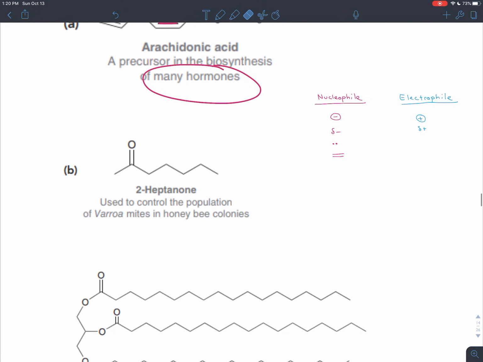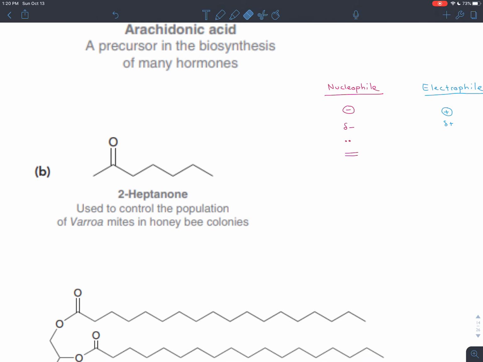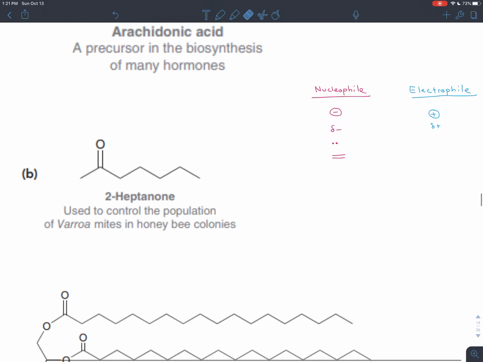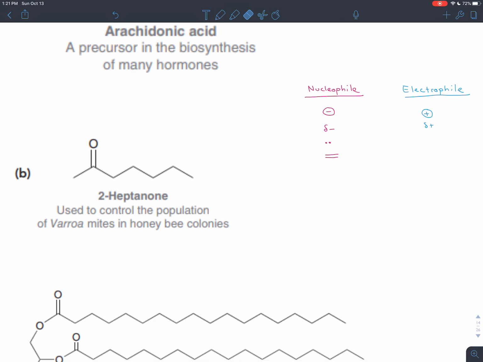Okay, let's use that same analysis to think about 2-heptanone, which is used to control the population of varroa mites in honeybee colonies. So a lot of these little molecules can function as hormones. Not just humans have hormones, but a lot of insects and plants will have hormones that can cause them to grow or be attracted to certain things. And one workaround, instead of using insecticides, is you can use hormones that attract the insects and put those hormones away from where you want the insects to be.